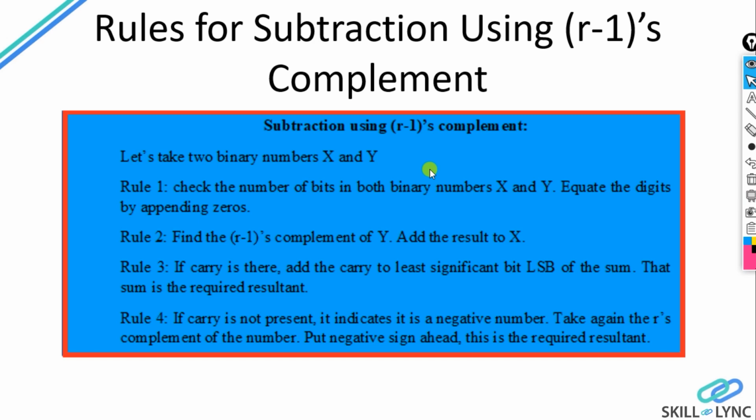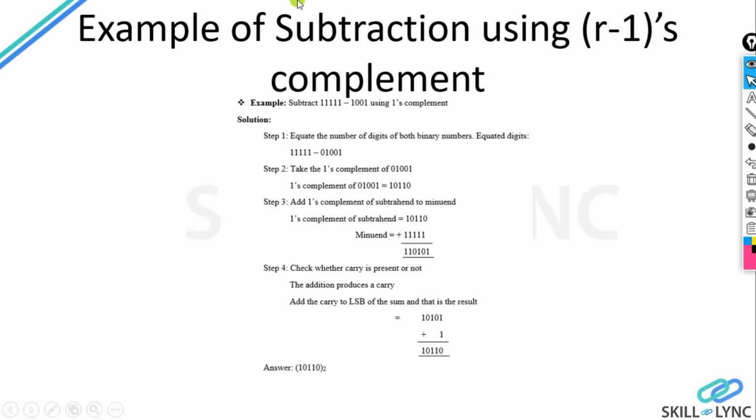Let's take the example. Again, R minus 1's complement means 1's complement for the binary number system, 7's complement for the octal number system, 9's complement for the decimal number system, and 15's complement for the hexadecimal number system. And I have told you how to find the 1's complement, 7's complement, 9's complement and 15's complement.